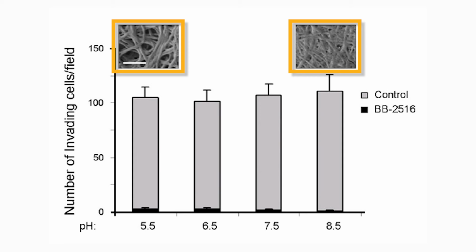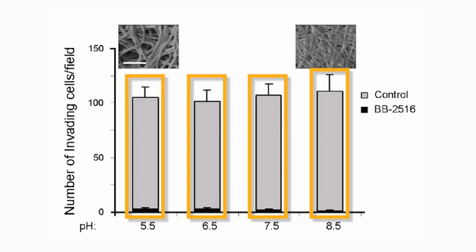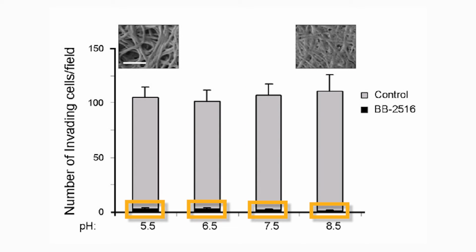The different pHs do not seem to have an impact on the number of cells that are able to invade. So it's completely the same across the board, regardless of pH. But of course, if you add an inhibitor, which they do with the BB2516, then you see a vastly reduced level of migration.